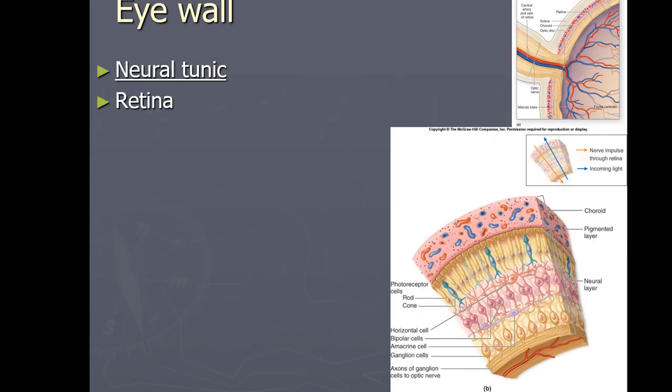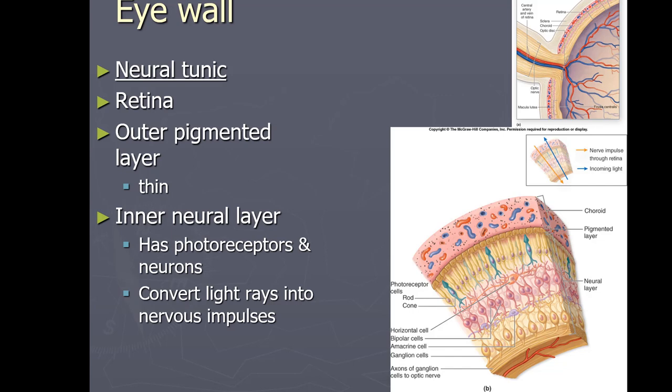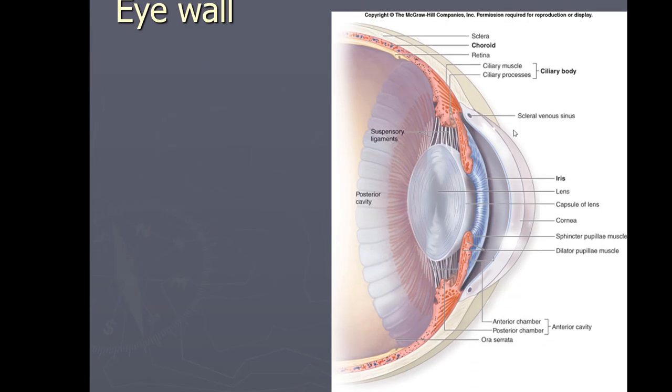All right, and lastly, the inner layer is called the neural tunic, and the big part of it is called the retina. And this is where we have the photoreceptors that are going to allow us to see. So this is it, and I know this is kind of hard to envision what we're looking at, so you're just going to have to envision. I'll try to go back so you can see this picture.